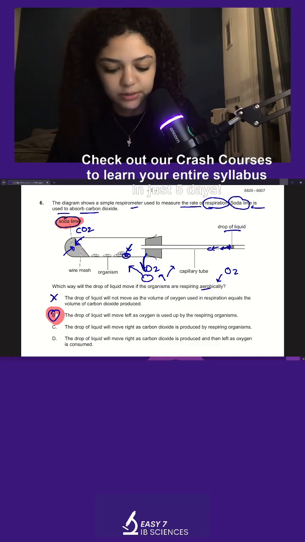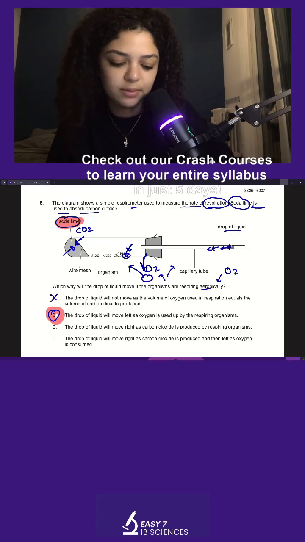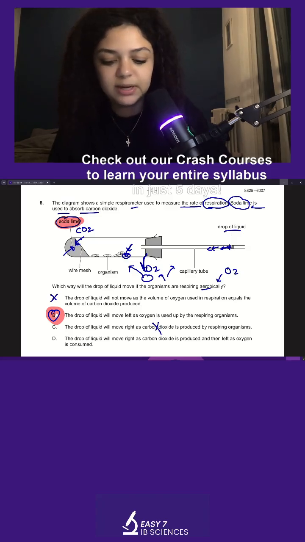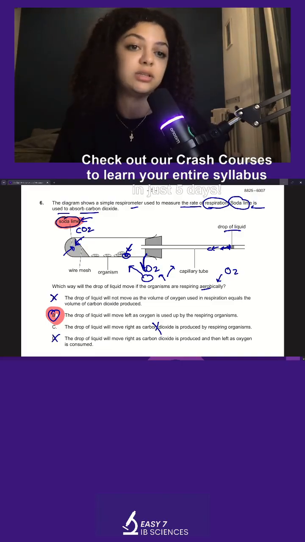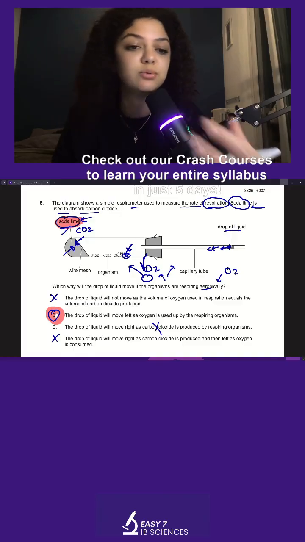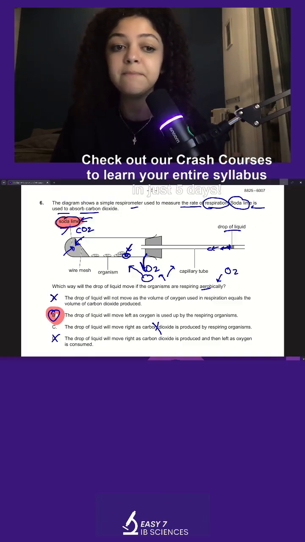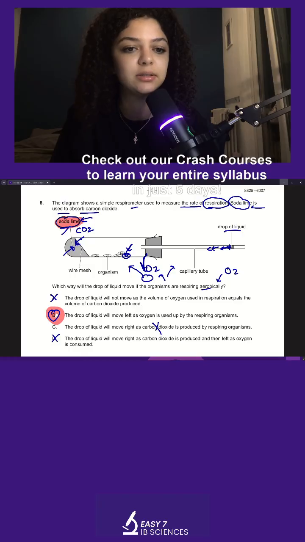Let's have a look at the other answer options. It says the drop of liquid will move right as carbon dioxide is produced by respiring organisms. Carbon dioxide is produced, but it will not move because it's absorbed by the soda lime. The drop of liquid will move right as carbon dioxide is produced and left as the oxygen is consumed. No, we know that that's not the case because we have that soda lime that absorbs the CO2. Okay? Are we happy, guys?